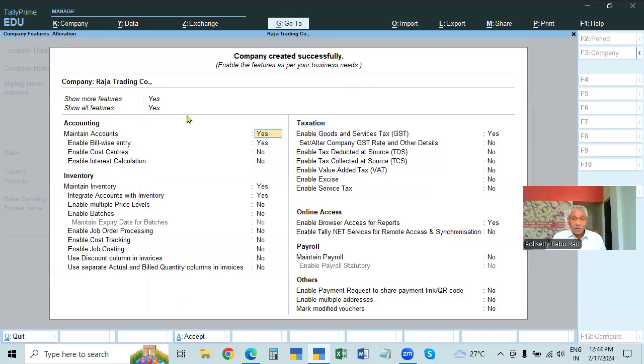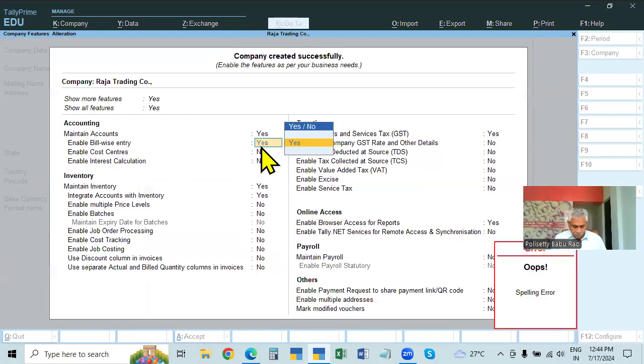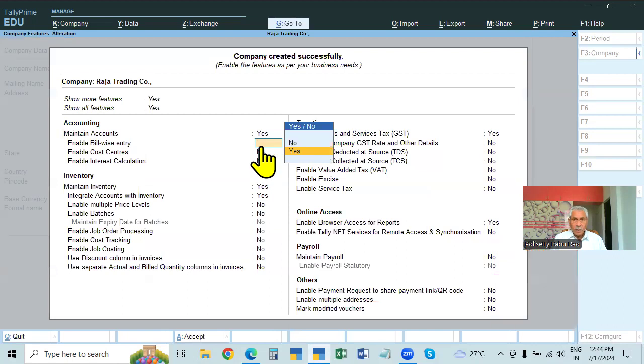A new company will go to company features. So this second one, now we make only accounting vouchers. So only maintain accounts will keep. Others, we will make no, and inventory we are not maintaining.